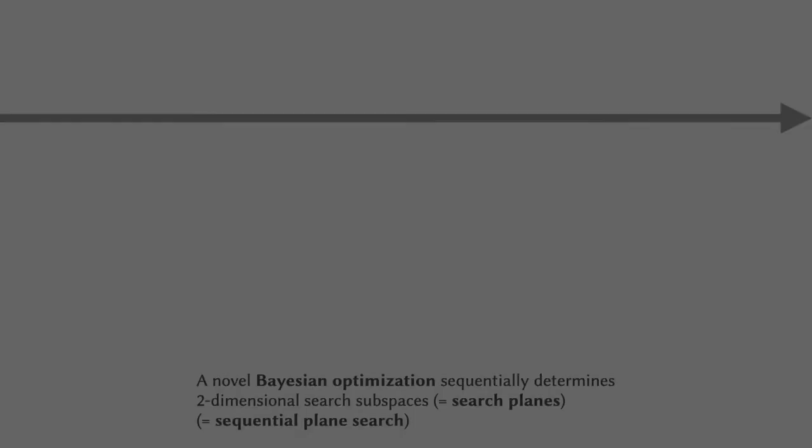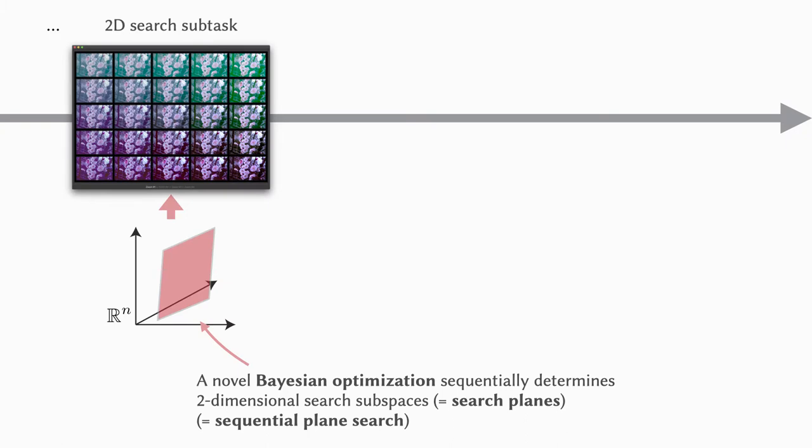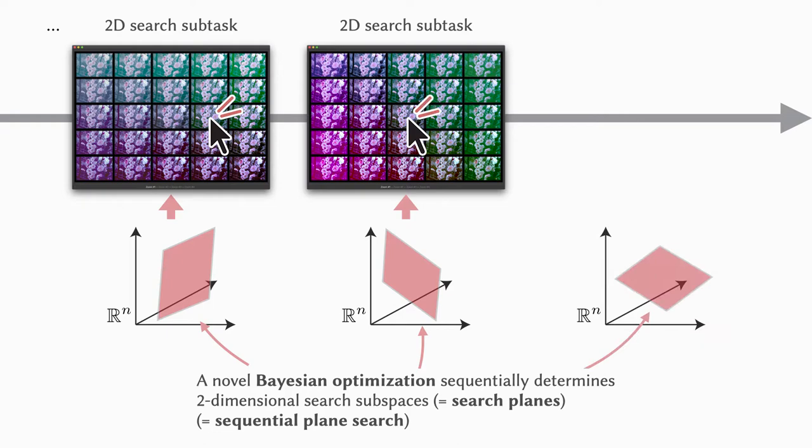This framework is enabled by sequential plane search, which is a novel Bayesian optimization that involves user interaction. Based on the user's feedback, it determines the next search plane, which is a two-dimensional subspace. This process is sequentially performed until a good solution is found, and these planes are determined so that the number of necessary queries is minimized.